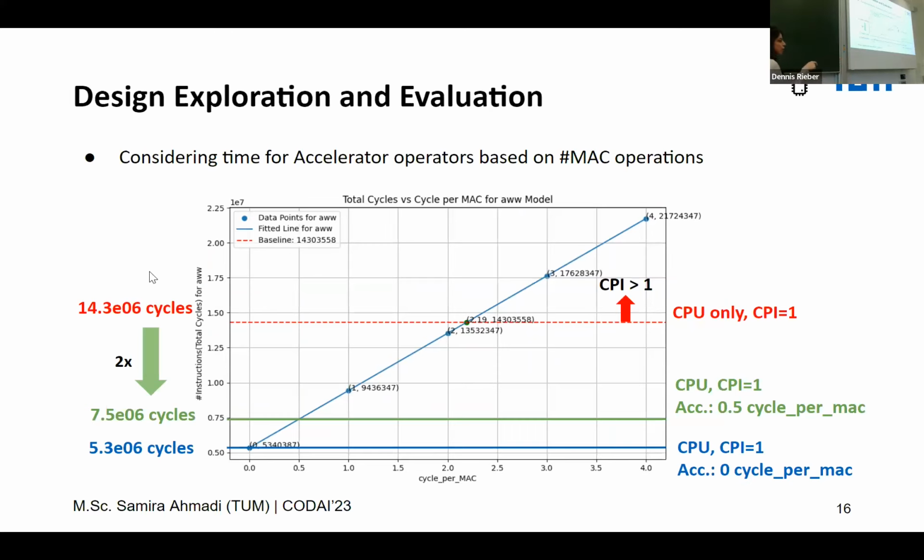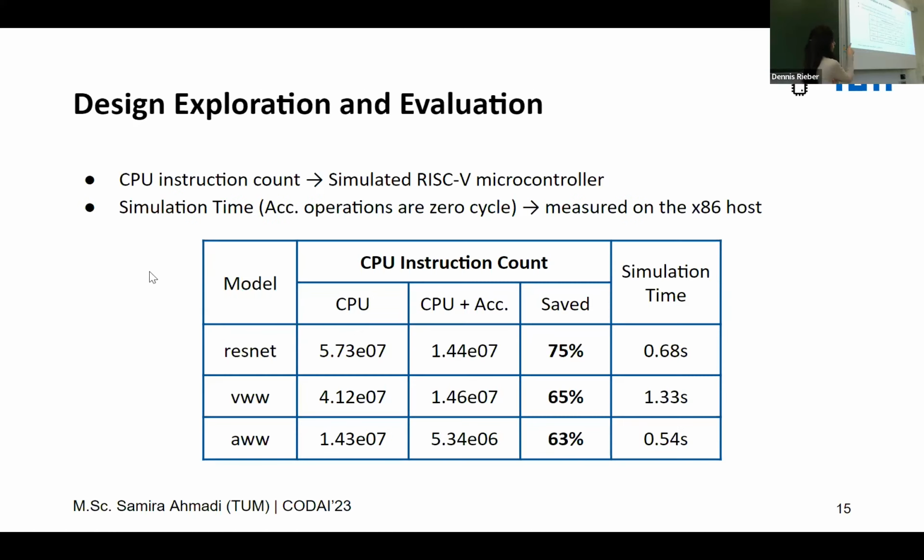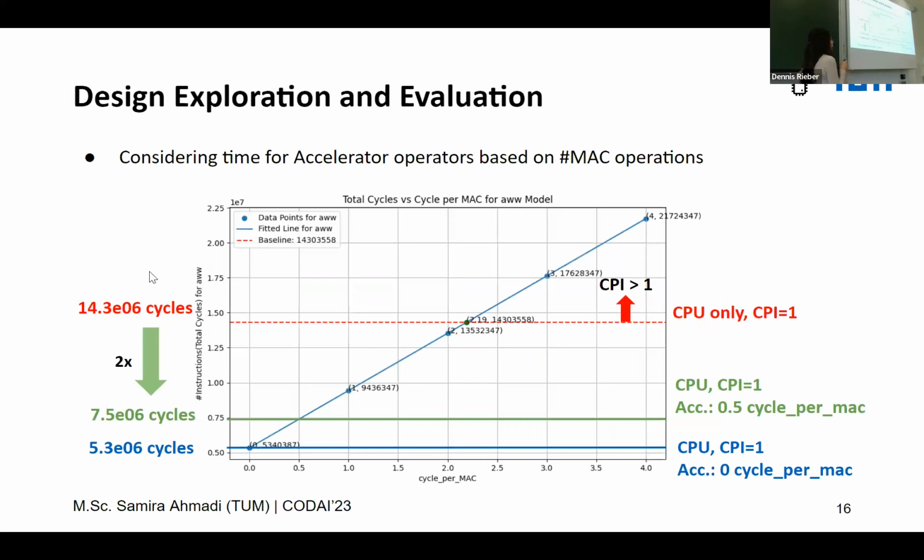This slide also shows a student project that's work in progress. I have to say that this result is for running the models on CPU and accelerator, while the accelerator operations take 0 seconds. Here we have a student's project that's working on adding timing to the model accelerator to make it more realistic. We use the MAC operations to estimate a target time for execution of convolution layers on the custom accelerator.